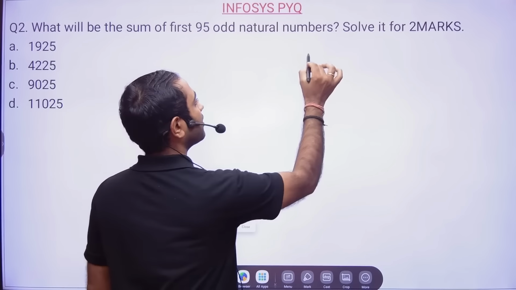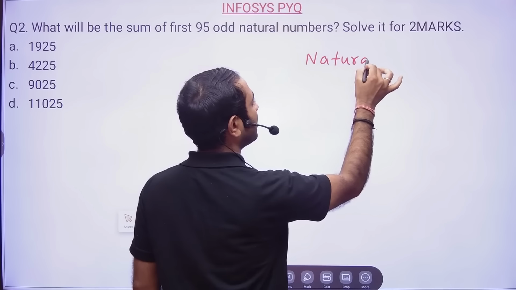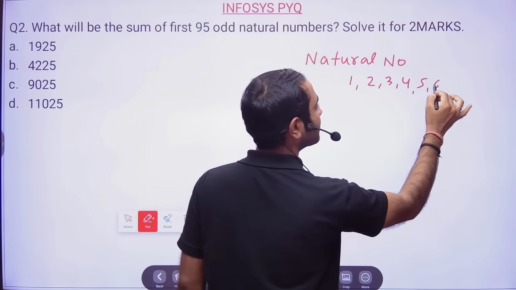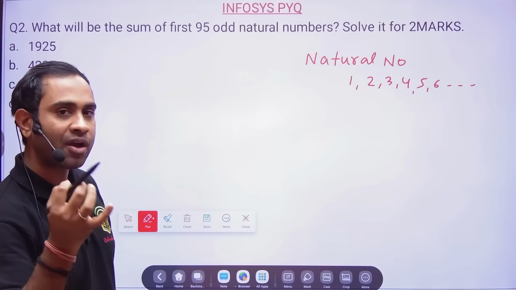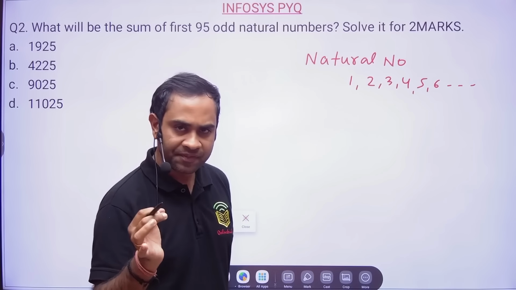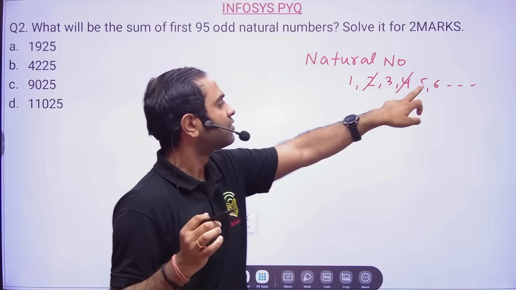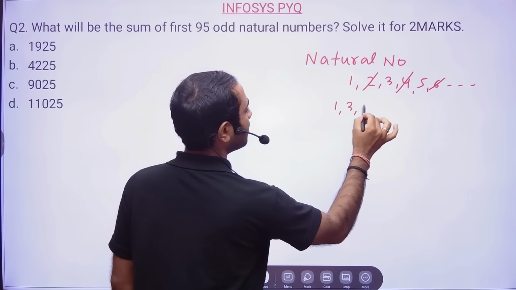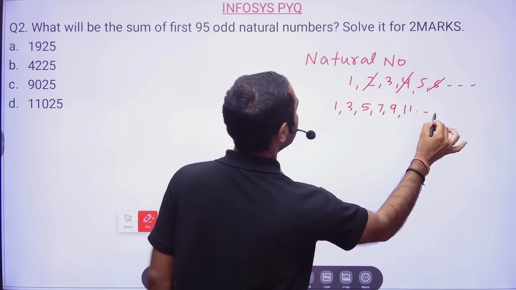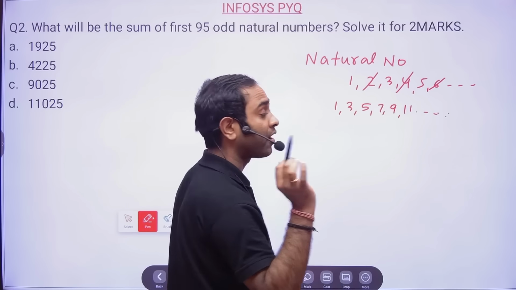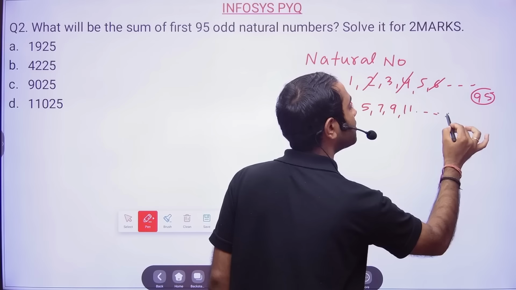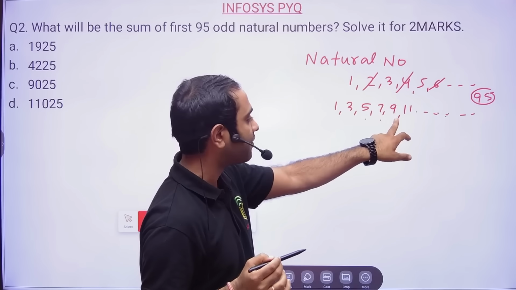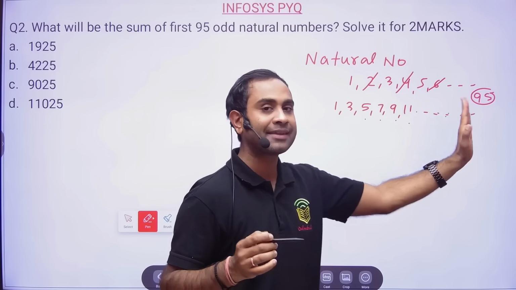First of all, sir, what is a natural number? Is it a number which is available in nature? No. Natural numbers start with 1, 2, 3, 4, 5, 6, and go till infinity. Now they wanted odd natural numbers. An even number is a number which is divisible by 2, like 2, 4, 6. They wanted odd natural numbers. So 1, 3, 5, 7, 9, 11, and how many? 95 odd natural numbers. So we have a total of 95 terms. Like see here, 3rd odd natural number, 4th, 5th, 6th. Like this, 95 they are telling.